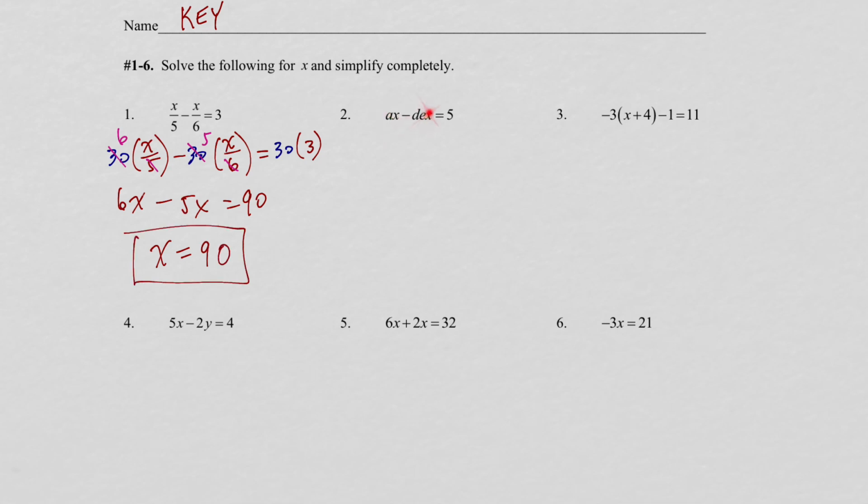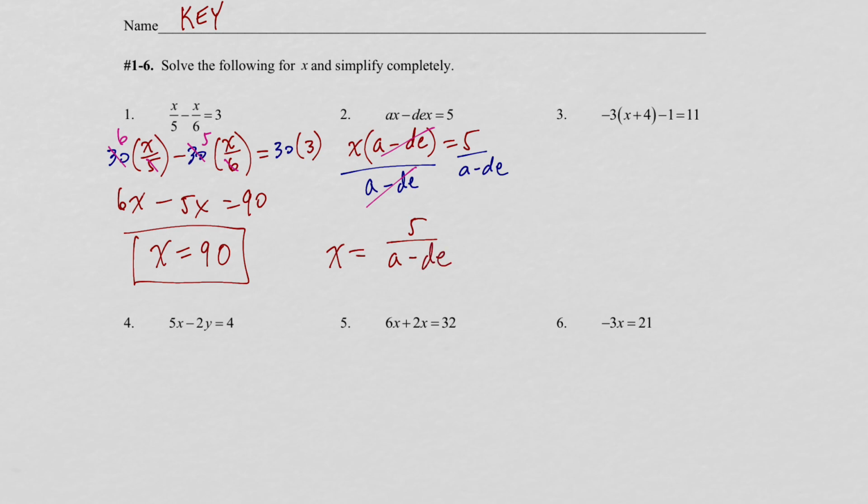Here, x is showing up in multiple terms, and these are not like terms, so they cannot be combined. So we have to isolate x by factoring it out. So I'll take out an x and open up a parentheses, and we'll have a minus d. And now I can solve for x by dividing each side by a minus d. And of course, over here they cancel. So we're left with x is equal to 5 over a minus d.